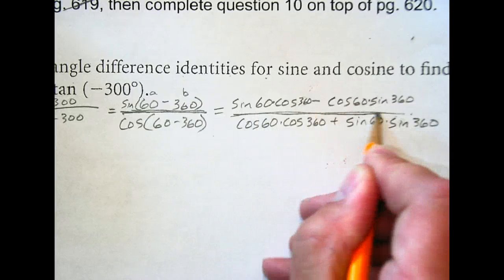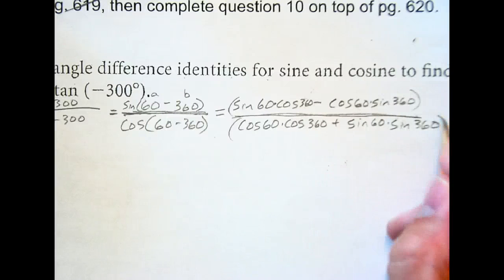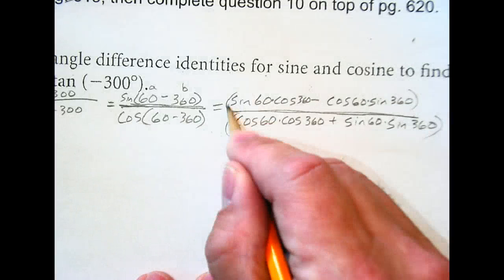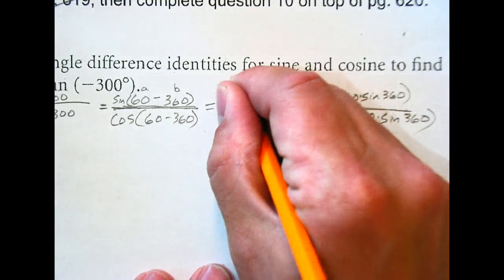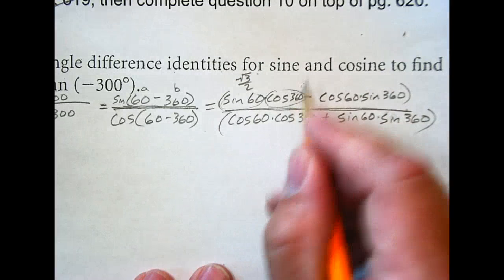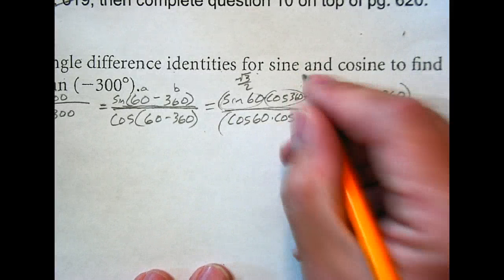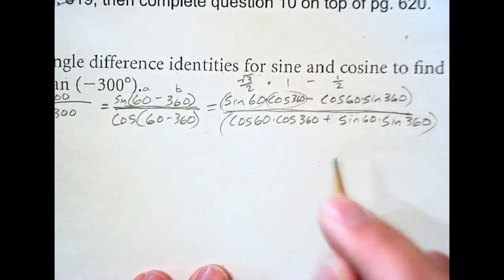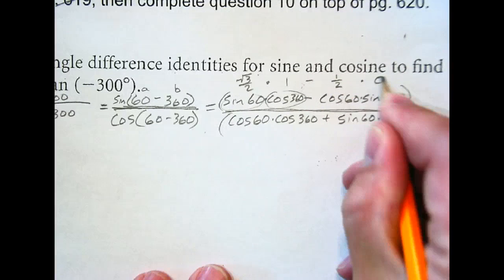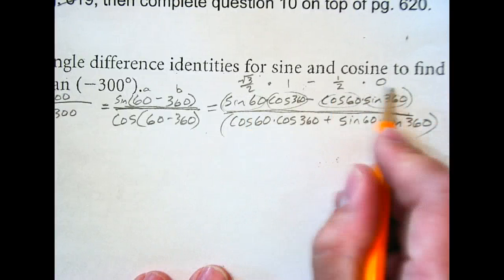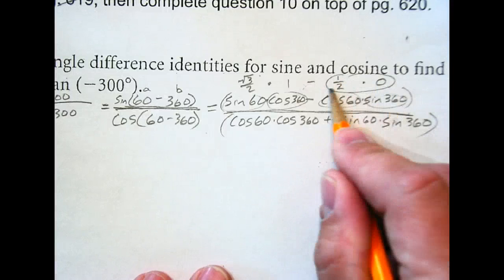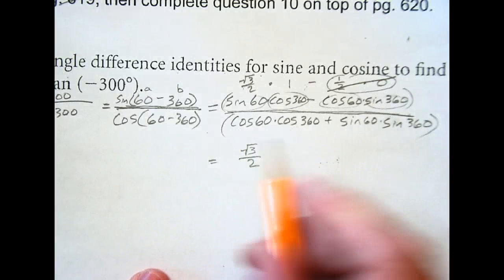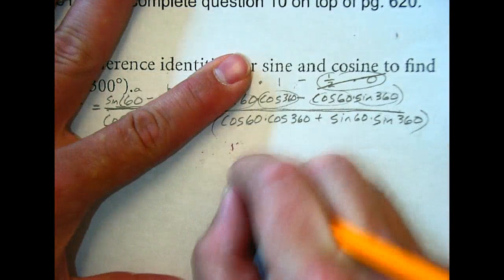Okay. So we substituted all that stuff in. I like to think of each of those as a little problem. Like sine 60, I like to think of that as an individual piece. That's root 3 over 2. Cos 360, or cos 0, is 1. Minus cos 60, 1/2. Sine 360, 0. So those pieces became that. And notice anything times 0 is 0. So right here I'm left with root 3 over 2. Okay? And then we do the same thing on the bottom.